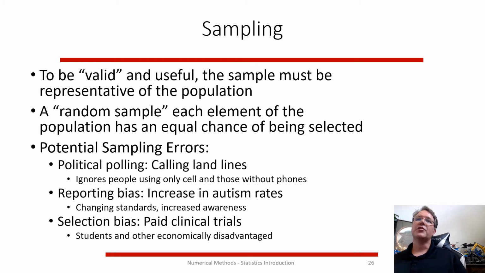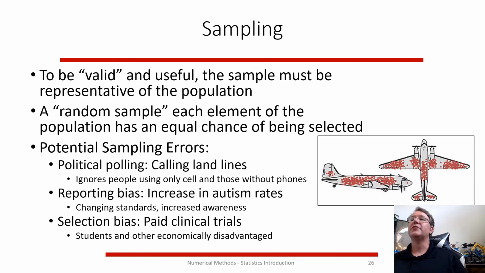Reporting bias, if you change how you're doing testing, changes in autism rates, and people have attributed that to changes in the actual diagnosis methods or standards. Paid clinical trials, selection bias. You pay people to test out drugs. So you're basically getting people that are economically disadvantaged, like college students, that really need money, so that might get a different population than actually just randomly selecting people out of the general population.